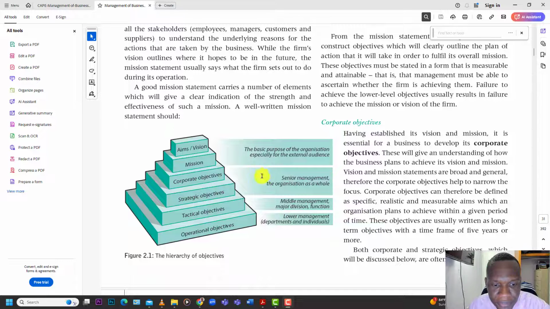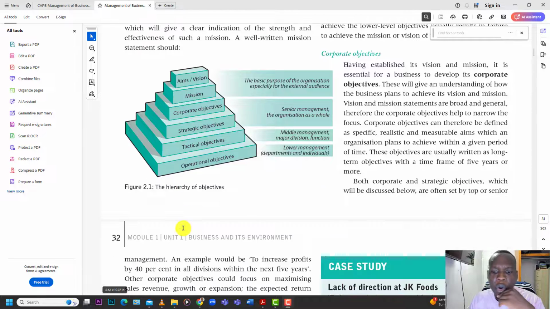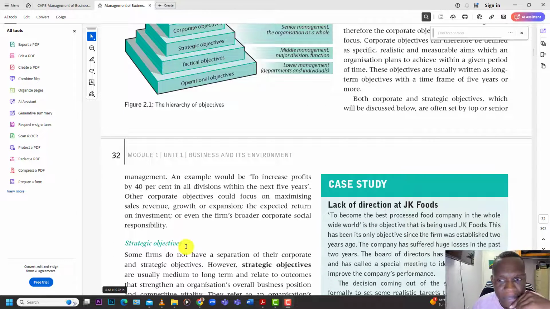So we're saying here that as you go down, you start getting more specific in terms of your objectives for the company. So the corporate objectives are developed, and remember, everything feeds into all of them. So this feeds into that, right? So the corporate objectives are there to kind of refine what the mission and vision are, right? Refine those. It can therefore be defined as specific, realistic, and measurable, similar to what we discussed as SMART.